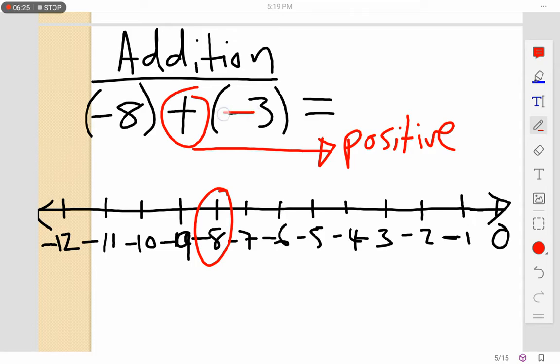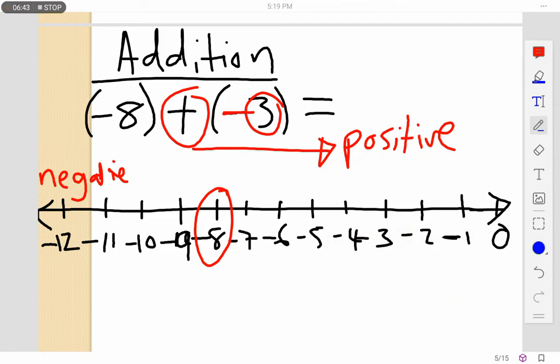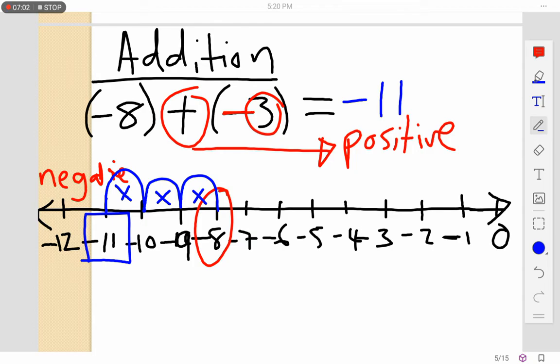Now I'm going to say plus minus 3. Because of this minus here, it means I'm going to go on the negative side. So I'll count 3 points on the negative side, going from minus 8, minus 9, minus 10, minus 11. These are 3: 1, 2, and 3. So the number that I'll get at the end will be minus 11. This is how we are going to do this.